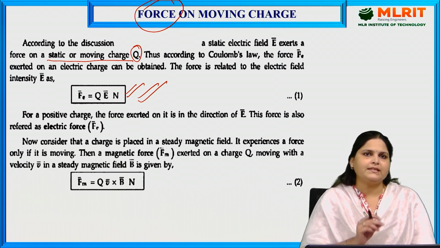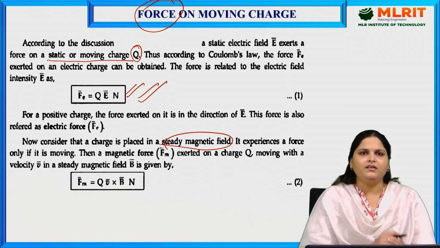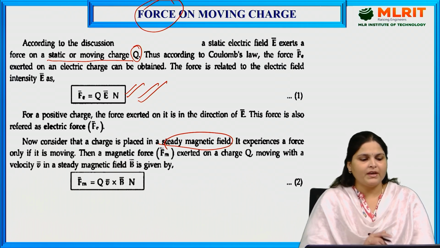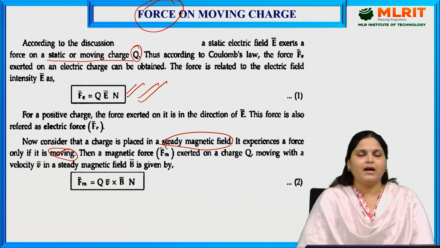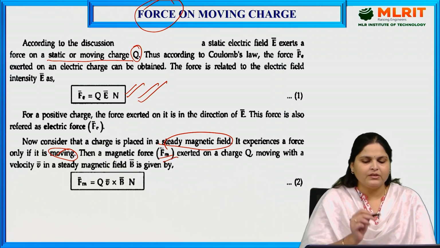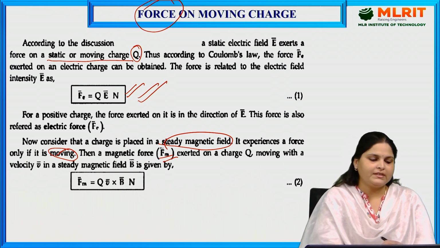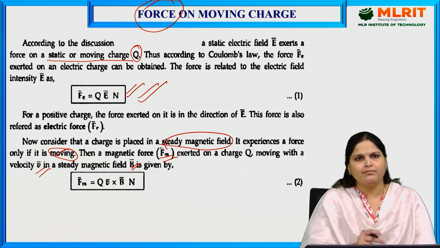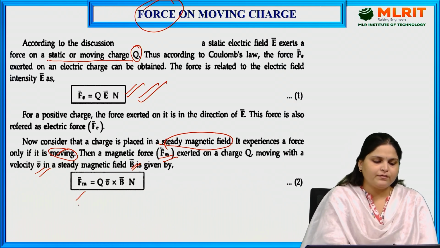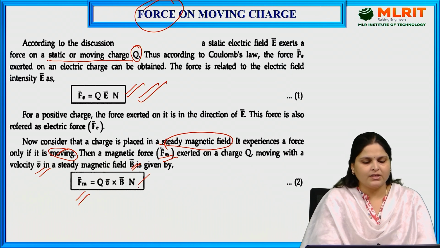Now let's consider that this charge is placed in a static magnetic field, and it will experience a force only if it is moving. That's the condition. Then the magnetic force Fm will be exerted on charge Q. As this charge Q is moving with velocity v in a steady magnetic field B, we can write the force Fm, because it is for the magnetic field, as Fm equals Q v cross B. And again the unit is N.